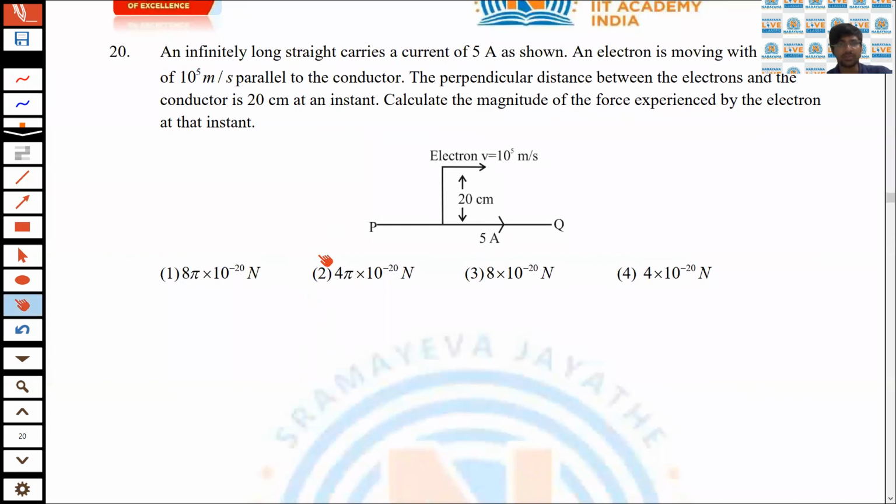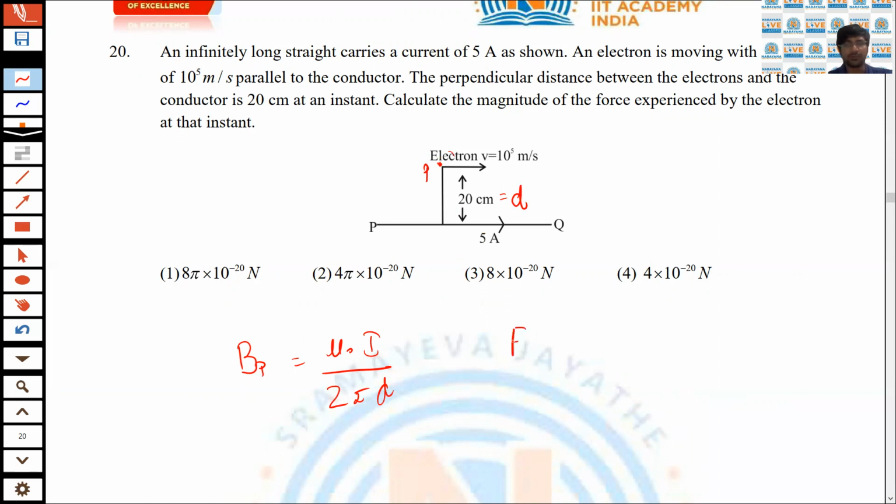An infinitely long straight wire carries a current of 5 ampere as shown. If PQ is the wire that is carrying a current of 5 amperes, an electron is moving with a speed of 10 to the power 5 meter per second parallel to the conductor. The perpendicular distance between the electron and the conductor is 20 centimeters at an instant. Calculate the magnitude of the force experienced by the electron. See, first of all, this 5 ampere conductor is creating a magnetic field at this point. Let's say this point is P. And the value of this field is mu naught I by 2 pi d, where d is the perpendicular distance from the wire to the point P.